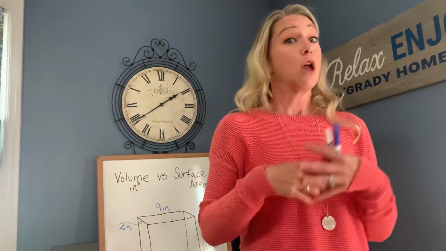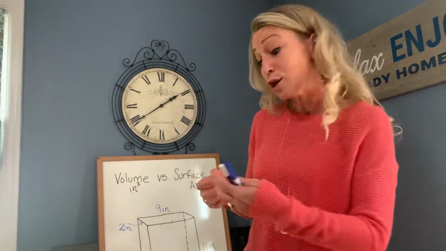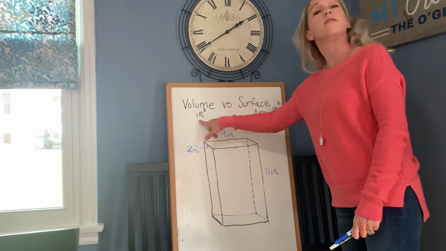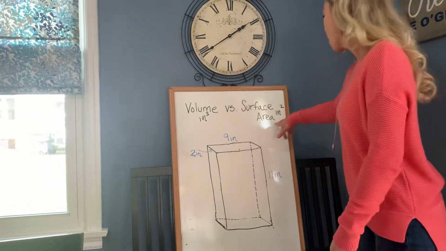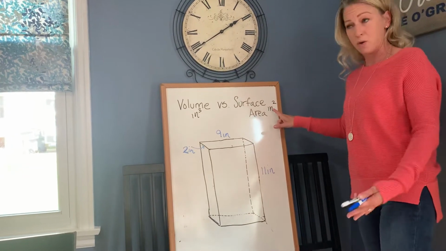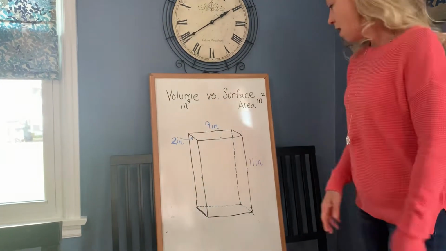When we're talking about volume, we measure in cubic units. So I'm talking meters cubed, inches cubed, right? And you guys have learned this before with this exponent. So this is inches cubed. And surface area is inches squared. We're talking about square units or meters squared. So what does that mean?